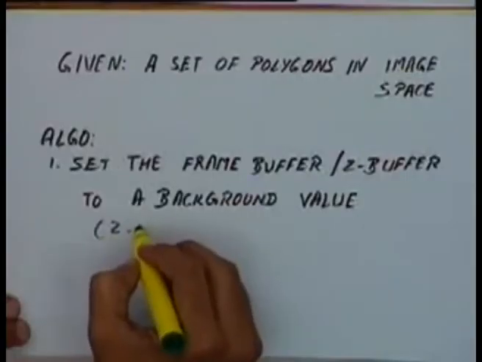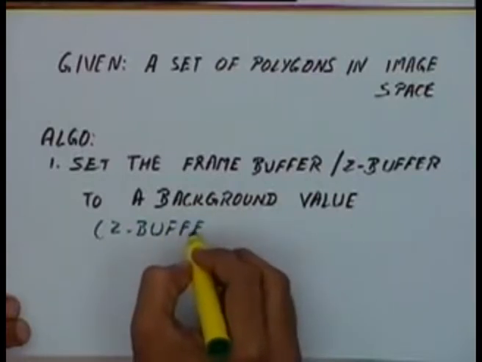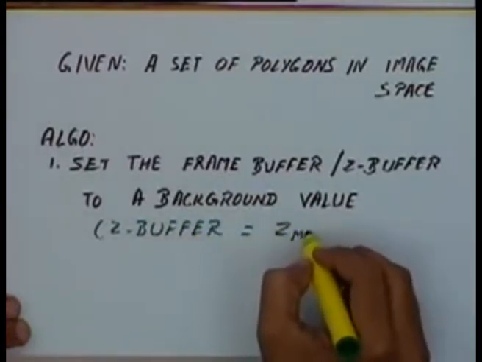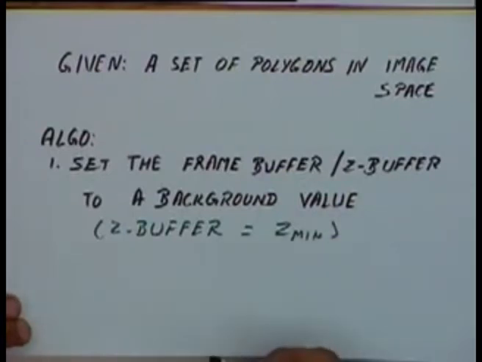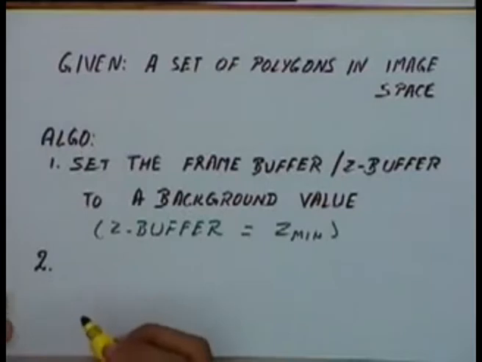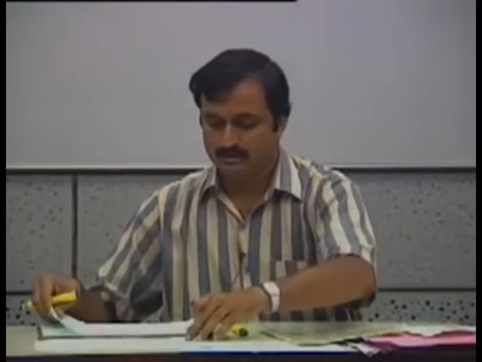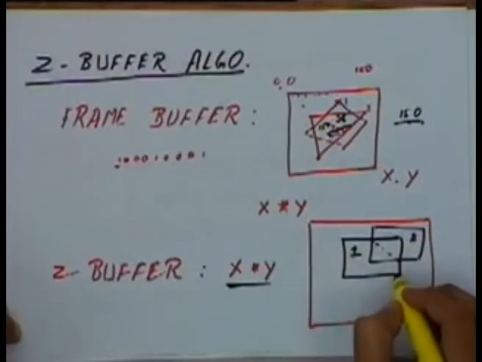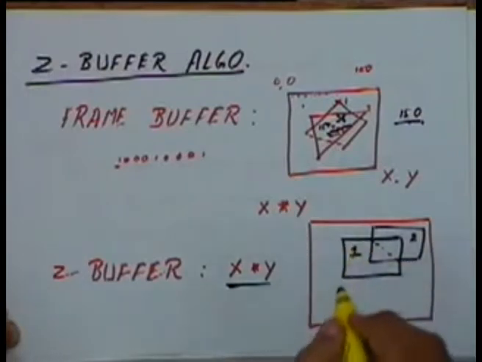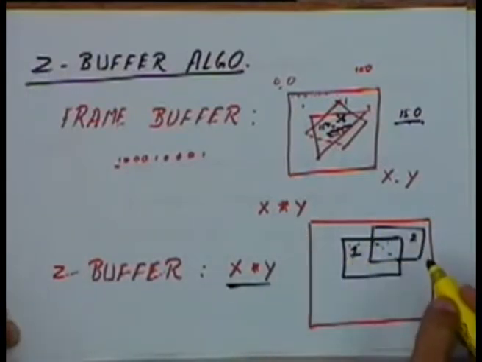This means that the z buffer will be put equal to some minimum value, and the frame buffer will go to the color and intensity of the background. Then what we have to do is, for each polygon to be displayed, we have to decide the color, intensity as well as the depth of each pixel. Like in this case, we first have to decide for this polygon what is the color, intensity and depth at each pixel. How do we do that?